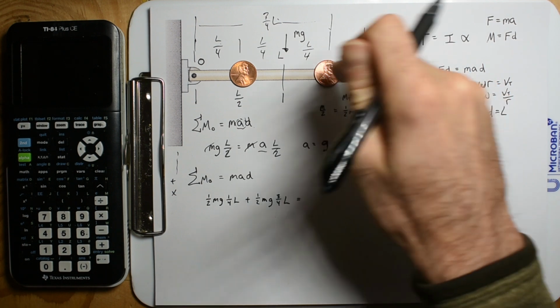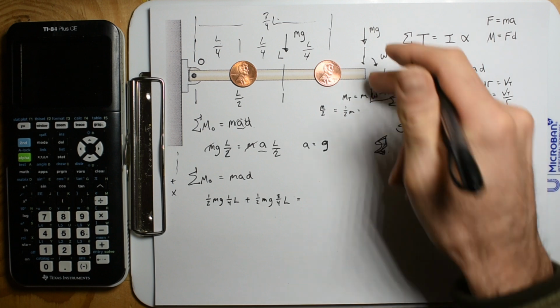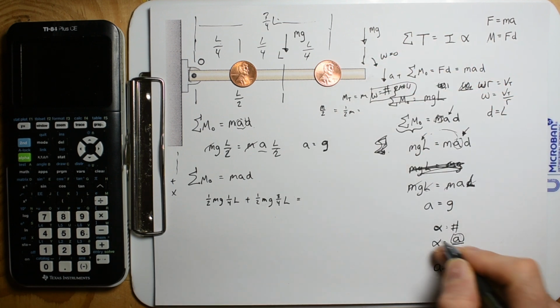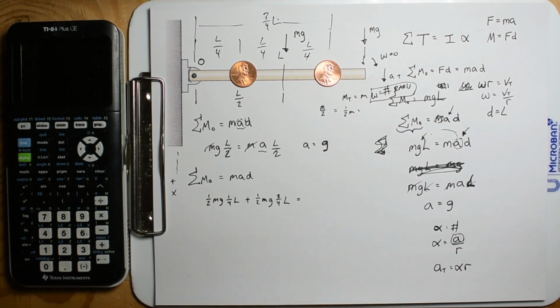So if we wanted to find the tangential acceleration at each of these points, tangential acceleration is angular acceleration times the radius. All right, so let's work through this.